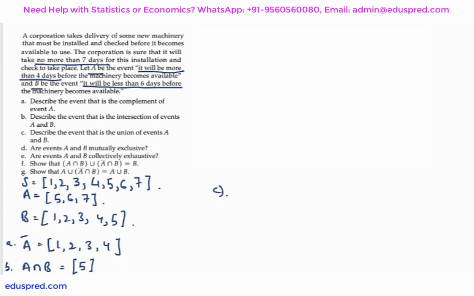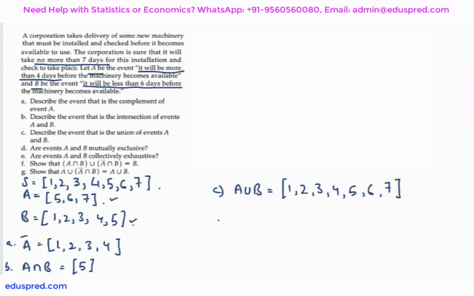Now the next part says describe the event that is the union of events A and B. So union means it is going to contain all the outcomes that are either a part of A or a part of B or a part of both A and B, but the common elements will be written only once. What are the outcomes which are a part of A and B both? So 1 is a part of B, 2 is a part of B, 3 is a part of B, 4 is a part of B, 5 is both in A and B, but it will be written only once. Then 6 is a part of A, 7 is a part of A. So we get A union B.